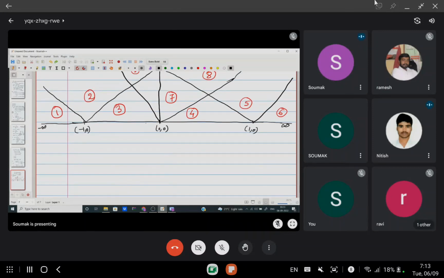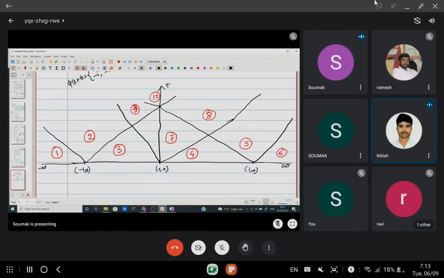This is the xt plane. Let me use another color for that. This is the line x plus t equal to -1. This passes through (-1, 0). So this region is x plus t less than -1, and this region is x plus t greater than -1. Understand? This line is x minus t equal to -1.